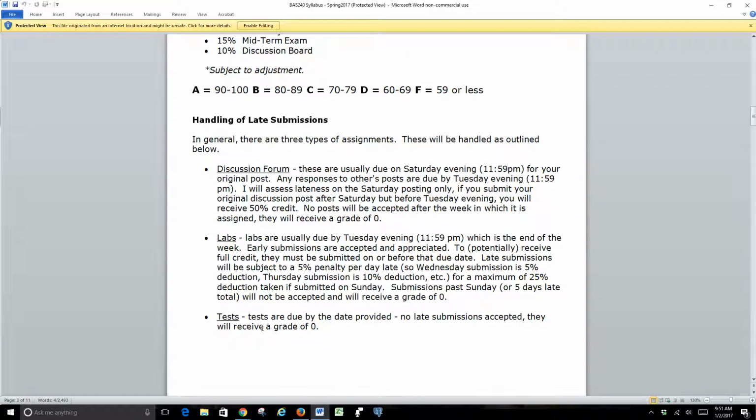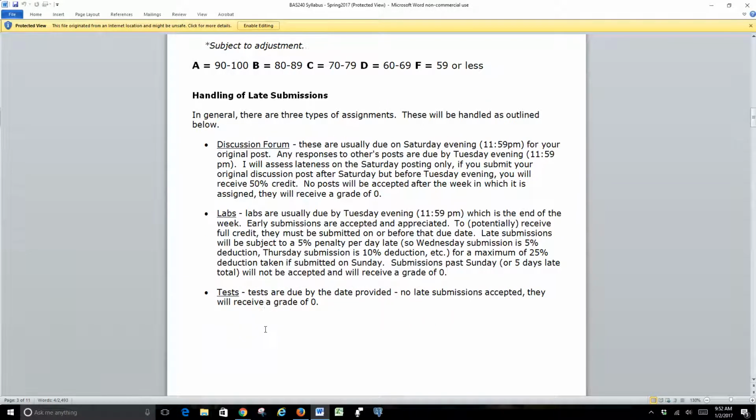Since there's only one test, and I want everybody to take it at the same time, there's really no late submissions for that. It's going to be due on the week it's due. There won't be any lab work that week. It'll just be a test, and you'll have to do it sometime that week and submit it in. So that will be pretty much the way it'll be for that.